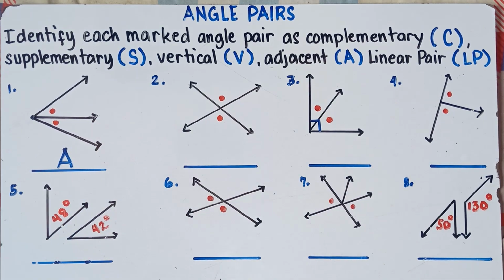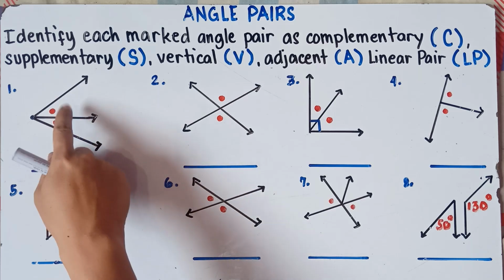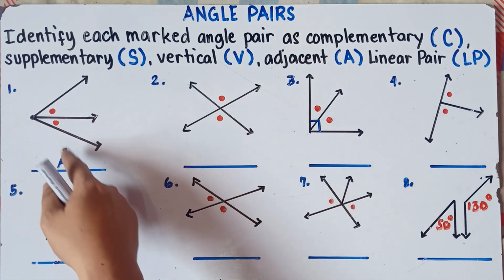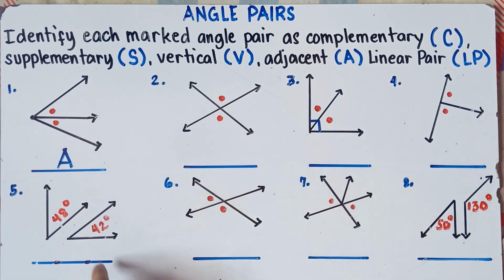Can we call this one complementary angles? Do they add up to 90 degrees? Nope. You are not sure, class, that they add up to 90 degrees. We don't have the markings that show it will add up to 90 degrees. So, it's only adjacent angles for number one.